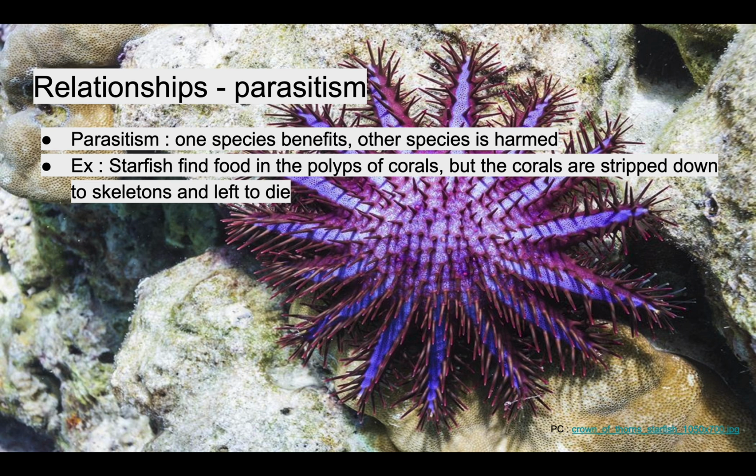Parasitism. Parasitism is where one species benefits and the other species is harmed. An example is starfish find food in polyps of corals, but the corals are stripped down to skeletons and left to die.